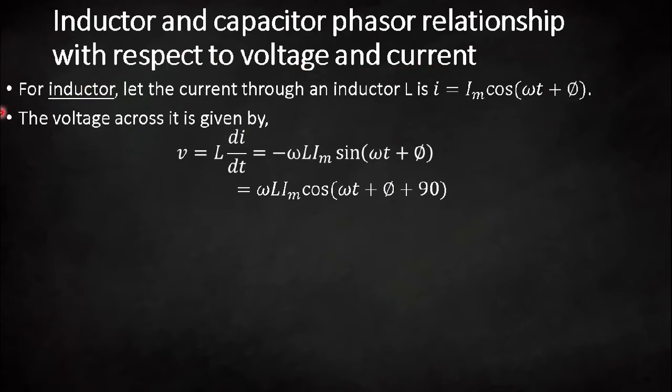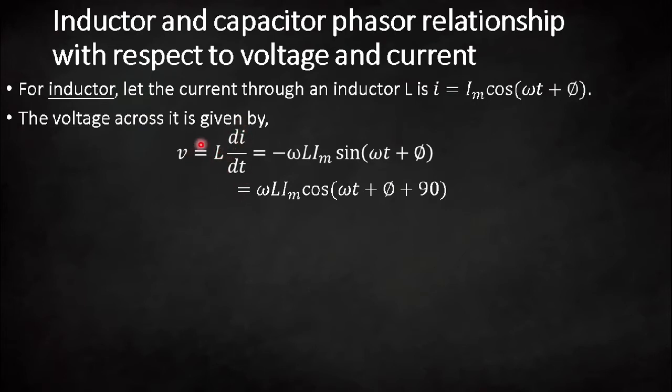with respect to voltage and current. Let us take an example where the current through the inductor is given by i = Im cos omega t. Assume there is an inductor supplied by a time varying current i, given as Im cos(omega t plus phi), where Im is the peak amplitude of the signal and phi is the phase angle. Now if you want to find the voltage across the inductor, that will be v = L di/dt. In short, your voltage is directly proportional to the rate of change of current.